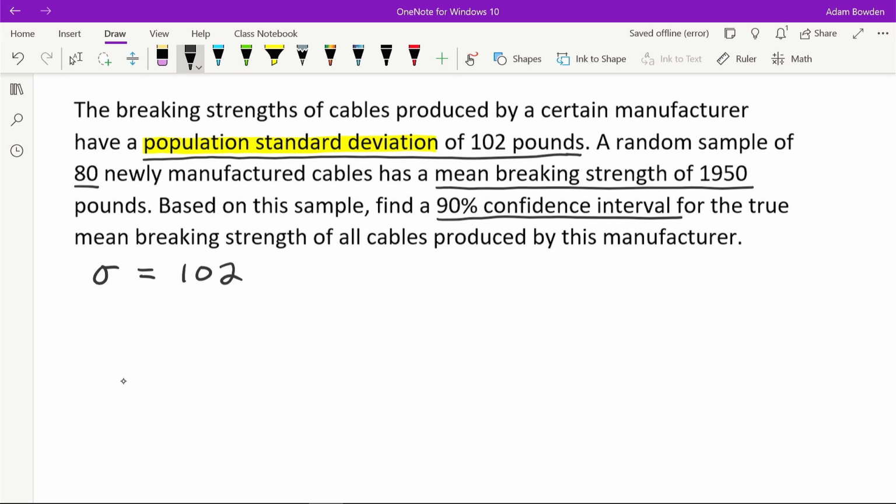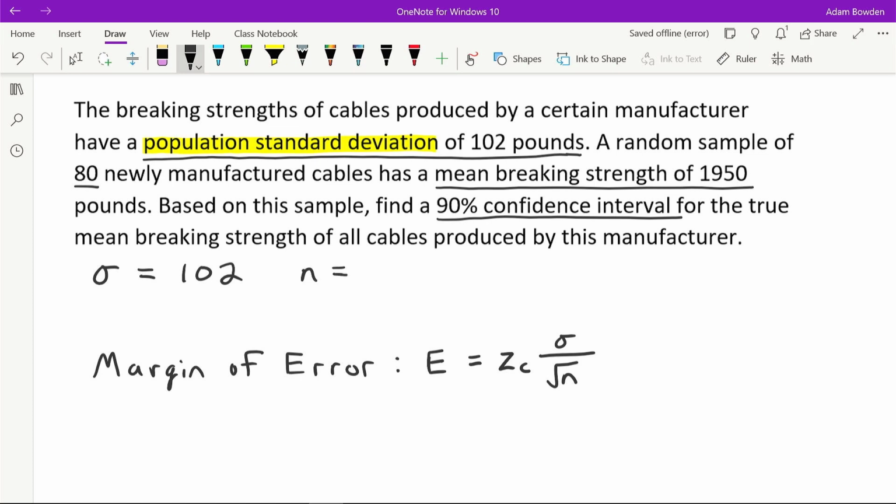So since we know the population standard deviation, we're going to use the margin of error formula that goes E is equal to z sub c times sigma over the square root of n. And we know the value of n, that's the sample size. Sample size here is equal to 80. We need to know the value of the critical value for z, given by the z sub c. That we look up in the table.